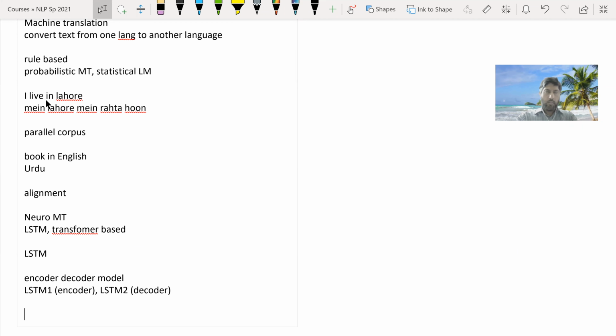So the sentence in the source language is fed through LSTM1, which is the encoder. After it has seen the entire source text, it generates a representation, which we say is the encoding of that source text. Now this source encoding is then fed into the decoder. So this becomes the context for the decoder. Decoder, of course, is also an LSTM. So based on this context, it generates the first output.